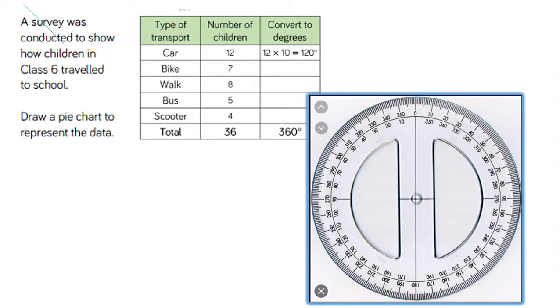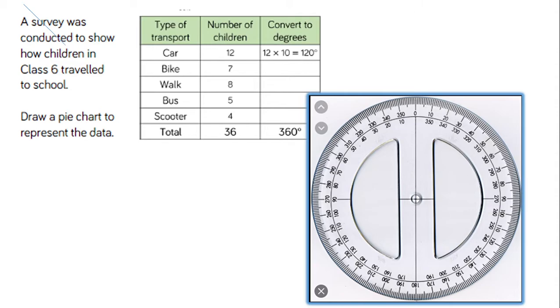Okay, right, let's have a look at this question. You could have a go yourselves. A survey was conducted to show how children in class 6 travel to school. Draw a pie chart to represent the data. Okay, have a go at that if you can. But I'm just going to show you, just to start you off, let's have a look at this table that we've got in front of us.